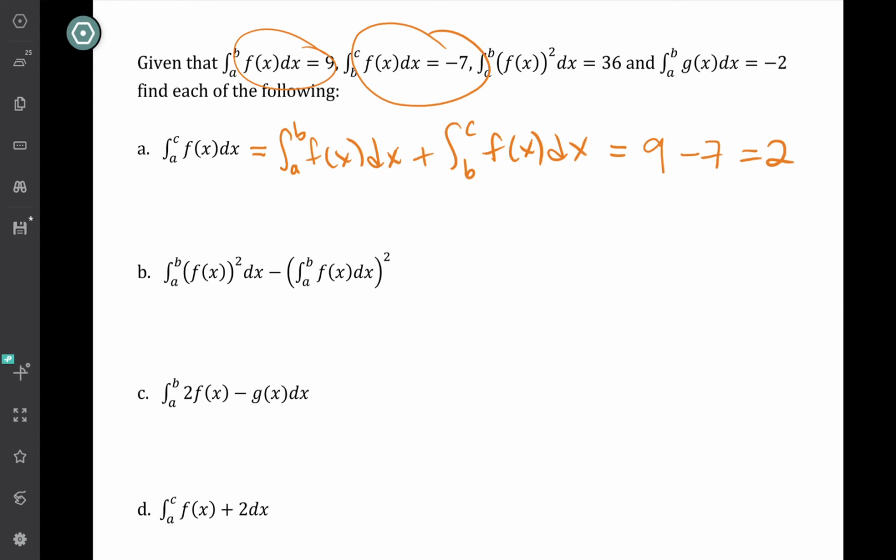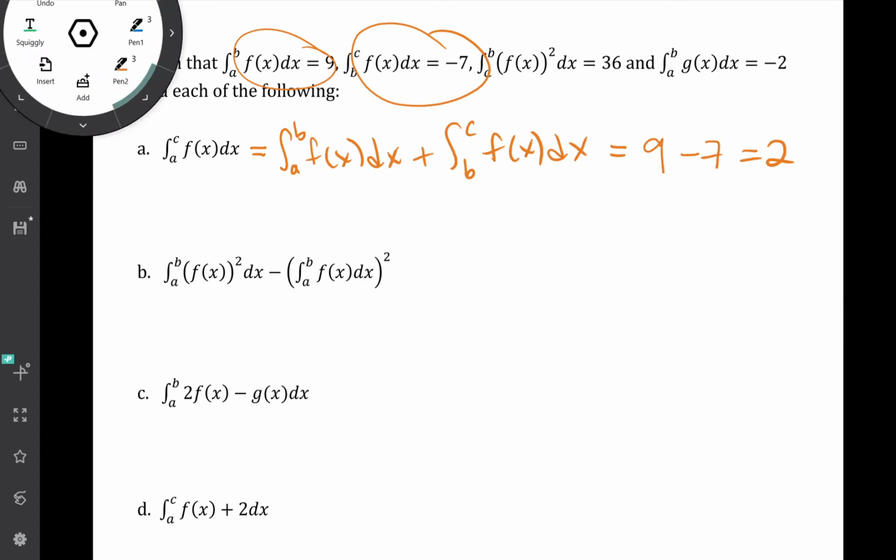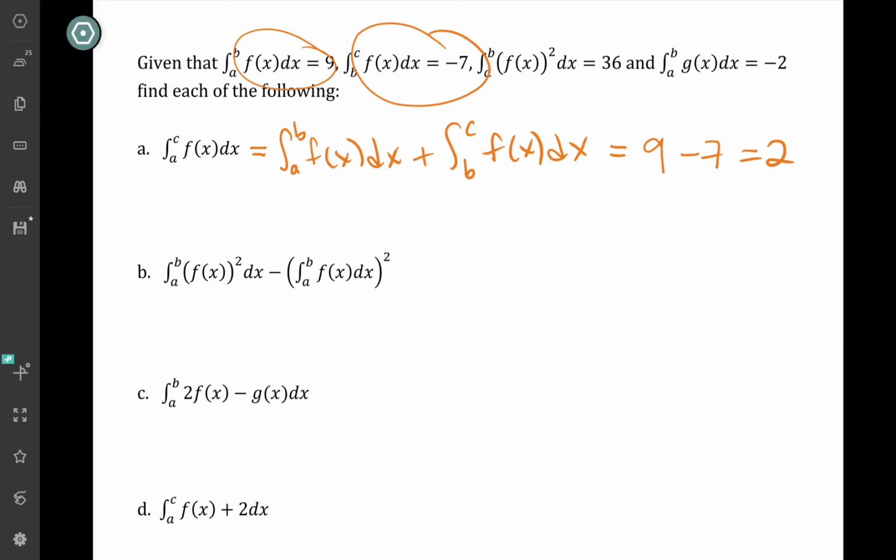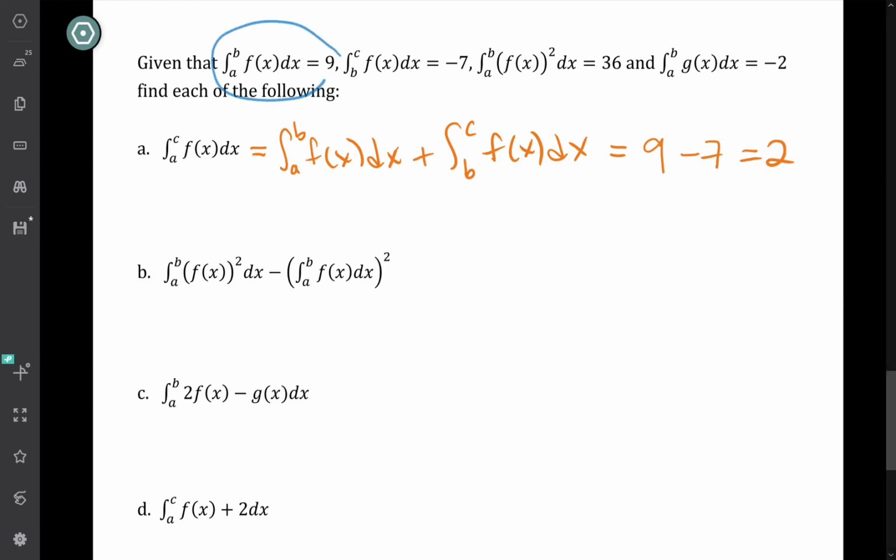Okay, so for b, and this is getting at what I said earlier, we do need to be a little bit careful. Those two are not the same thing. So we're going from a to b. And I think we're going to want this one, and we're going to want this one. So I know from above that the integral from a to b of f of x squared is 36. So that's completely legitimate to just plug in.